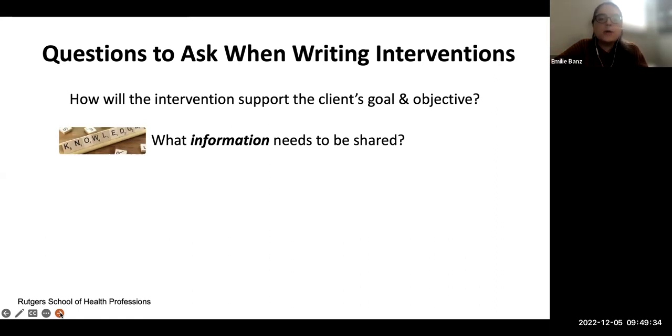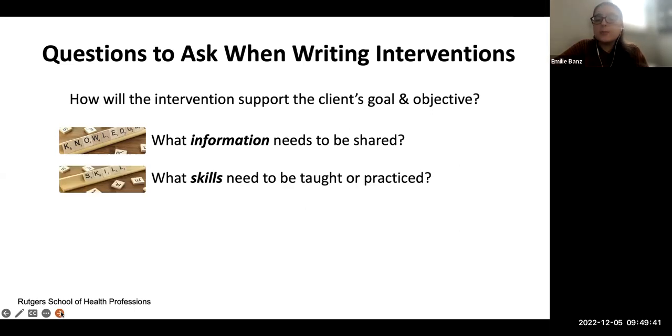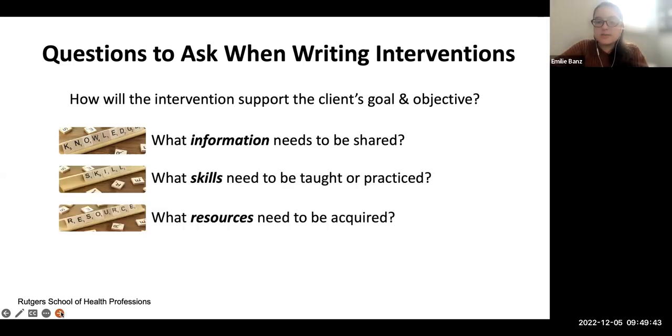Okay. So you might think about going back to knowledge, right? What information needs to be shared? What skills might need to be taught or practiced? Or what resources need to be acquired in order to achieve that objective?